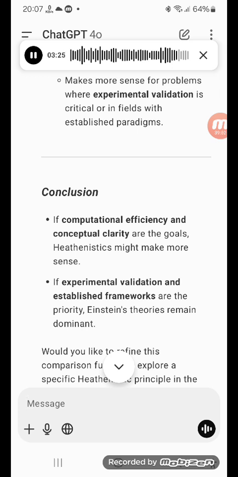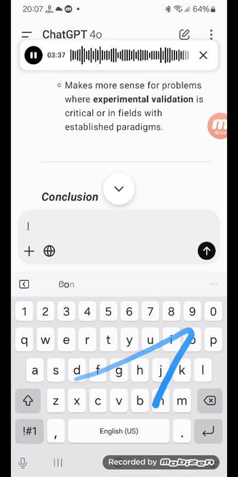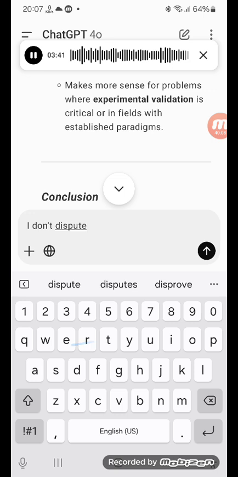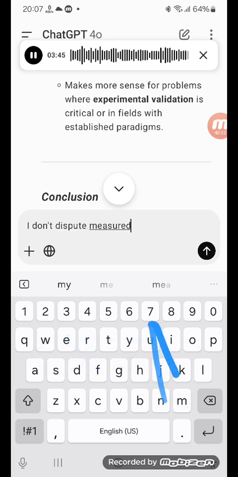Conclusion. If computational efficiency and conceptual clarity are the goals, heathenistics might make more sense. If experimental validation and established frameworks are the priority, Einstein's theories remain dominant. Would you like to refine this comparison further or explore a specific heathenistic principle in the context of relativity?